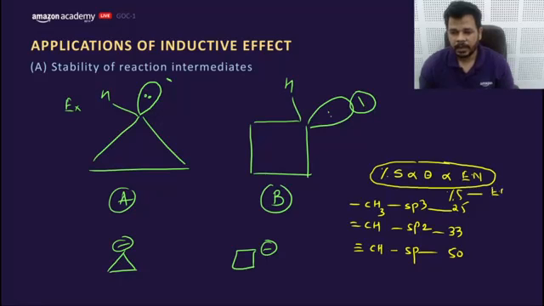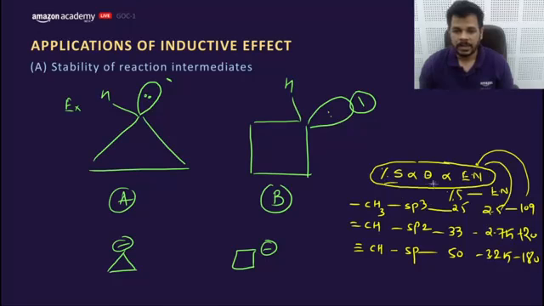Let's move to the electronegativity part. Electronegativity of sp3 carbon is 2.5, sp2 is 2.75, and sp is 3.25. Let's move to theta. Sp3 means 109, sp2 120, and sp 180. That means this Brahmastra is proved correct. Percentage S is directly proportional to theta, directly proportional to what? Electronegativity, right?